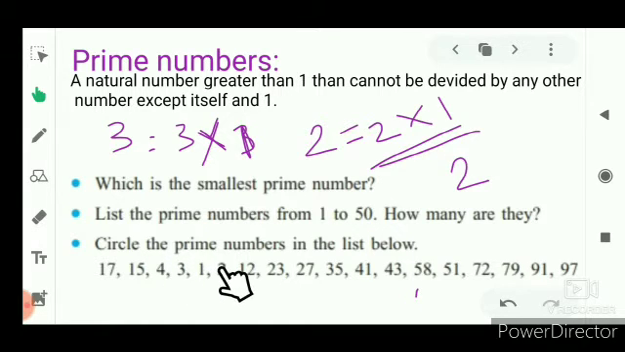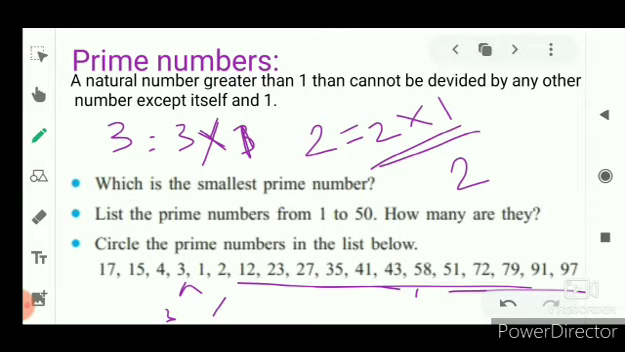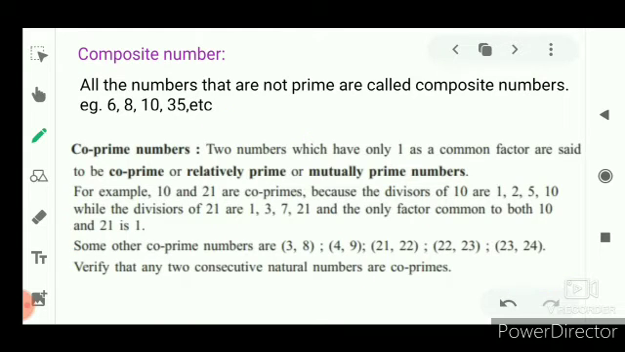Okay, 3, can we divide 3? No, 3 cannot be further divided. The only way is 3 into 1. So 3 is a prime number. Okay, so let's try these and circle these numbers, which are the prime numbers and which are the composite numbers. Okay, let's move on to the next topic, that is the composite number.